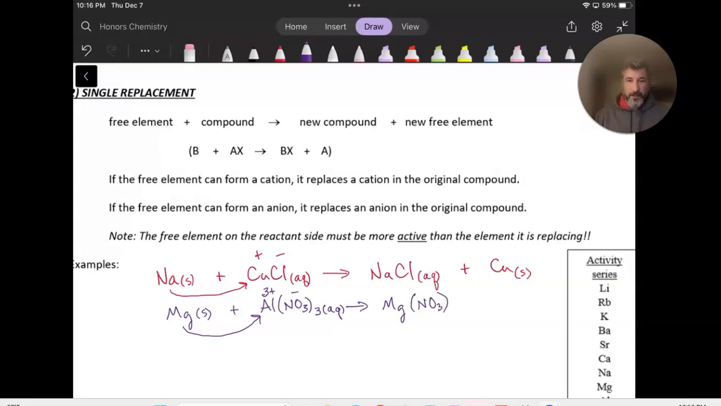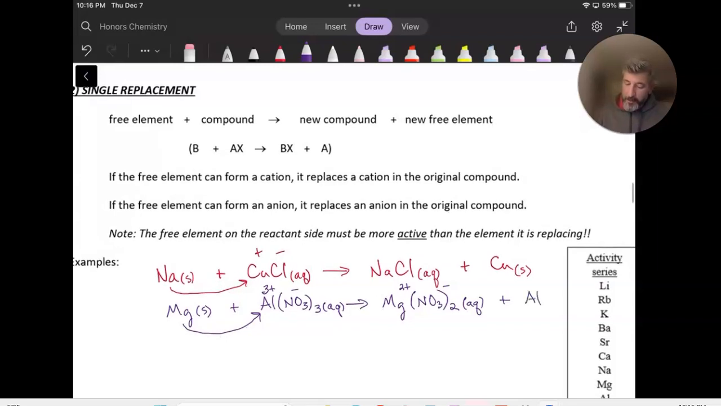Now, if we think about charges and balancing charges, magnesium, we know from the fact that it's in group 2, is +2. Nitrate is -1. So to balance these charges, what are we going to need? Right? We should say that we need 2 nitrates and 1 magnesium. Right? Okay, and then this is our ionic compound. It will be aqueous, and then the metal that got kicked out, that's by itself now, not in a compound, is going to be our aluminum. And so it's just going to be solid.